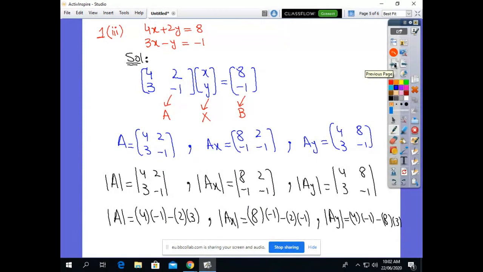When you find AX, you should replace the coefficient of X with matrix B. And when you find AY, you should replace the coefficient of Y with matrix B. If you interchange X with Y or Y with X, then the answer will be totally wrong. Is it clear?